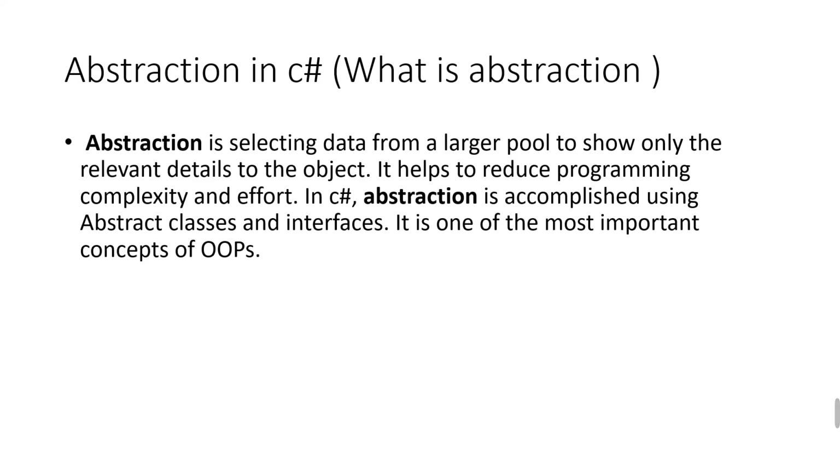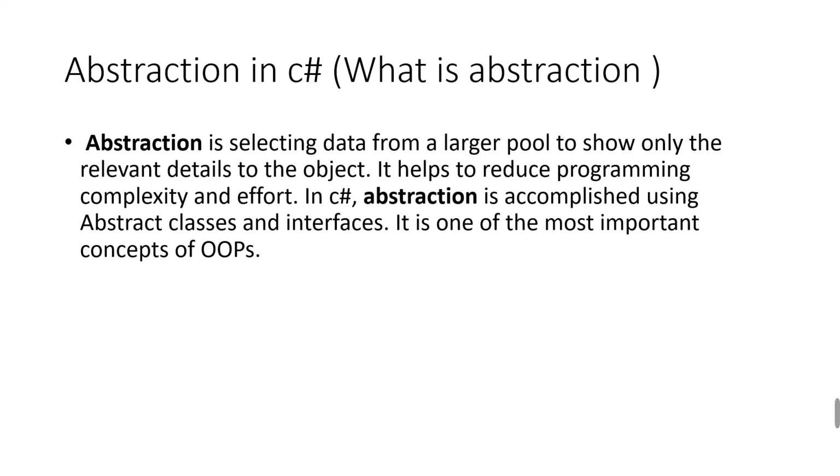So what is abstraction in C#? Now the next term comes as abstraction. Abstraction is selecting data from a larger pool to show only the relevant details of the object. Suppose I am a developer, you are a developer, and you have the definition of calculator programming. But there are some functions that you don't want to expose to another developer who is using your class.